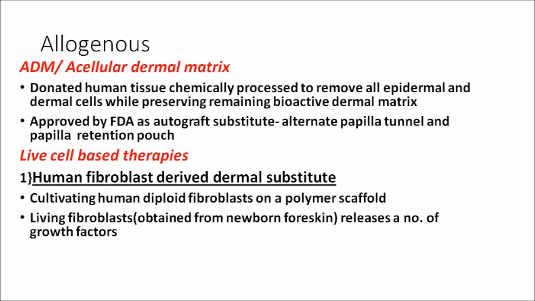Coming into allogenous graft materials, these are some new additions in the current SAS 13th edition. The first allogenous material is ADM, or acellular dermal matrix. Here a donated human tissue is chemically processed to remove all the epidermal and the dermal cells. So it is clear from the term, it is acellular, there are no cells, and we are preserving the bioactive dermal matrix. It is approved by FDA as an autograft substitute, and there are 2 techniques to place ADM for root coverage procedures. It is alternate papilla tunnel and papilla retention pouch.